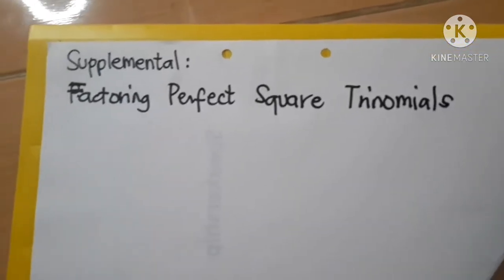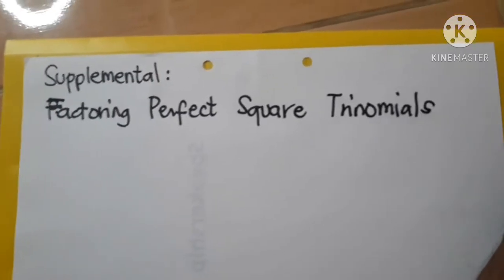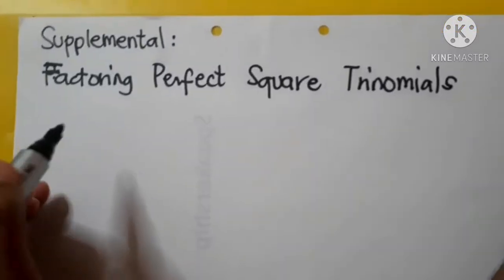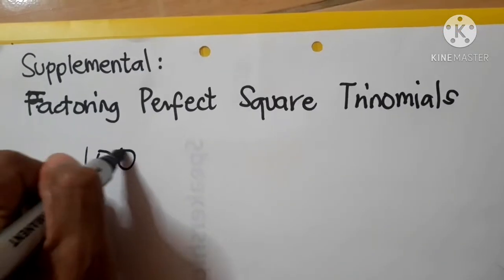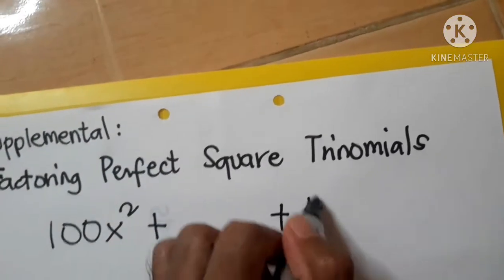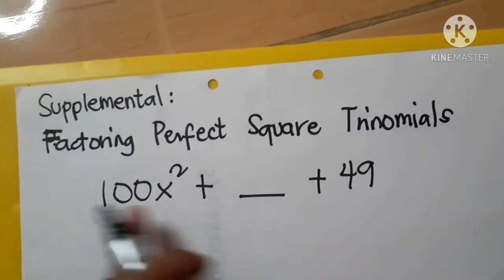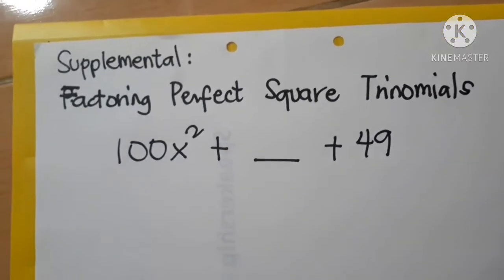Supplemental lesson in factoring perfect square trinomials. There are questions in your test that will appear like this one. Let's say we have 100x squared plus blank plus 49. The problem here is we are going to find the middle term to make this trinomial a perfect square.